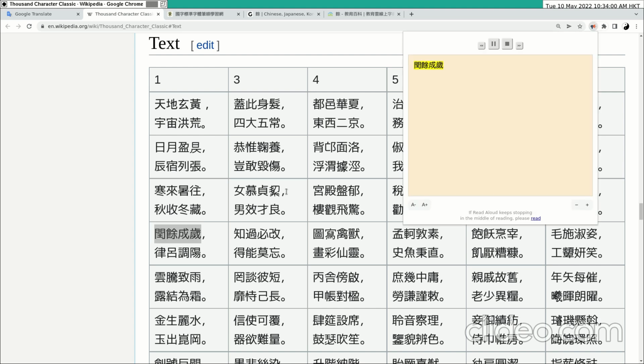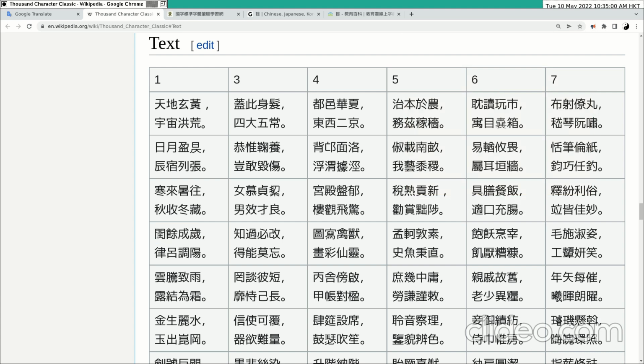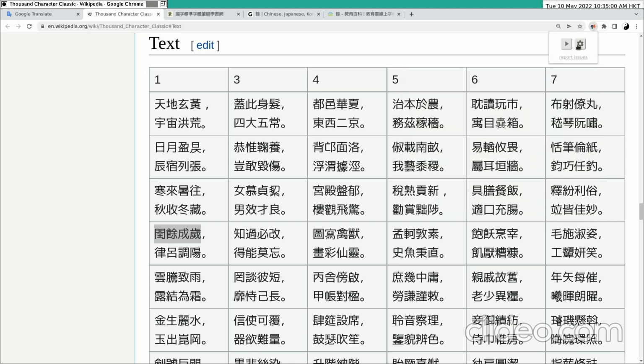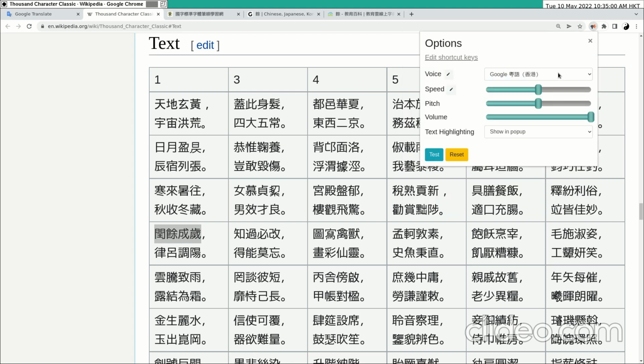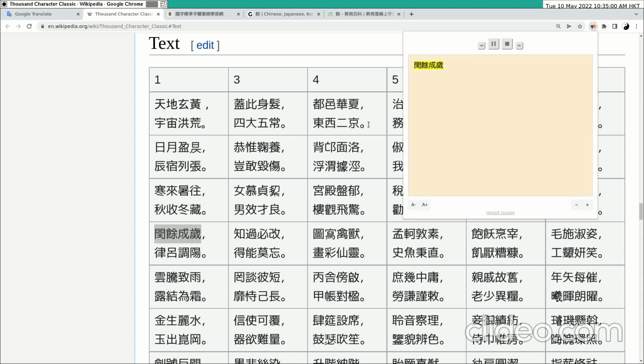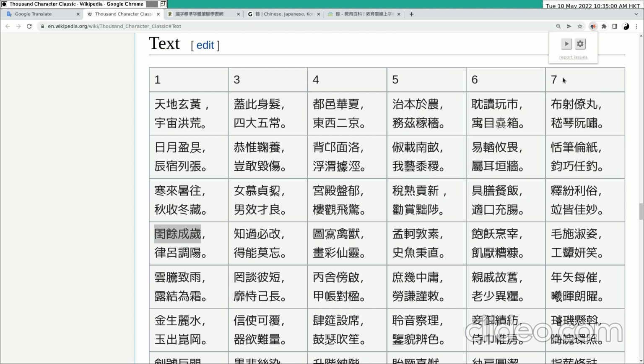Yun Yu Sing So. Okay, that is Cantonese. Ren Yu Cheng Sui. That is the Mandarin.